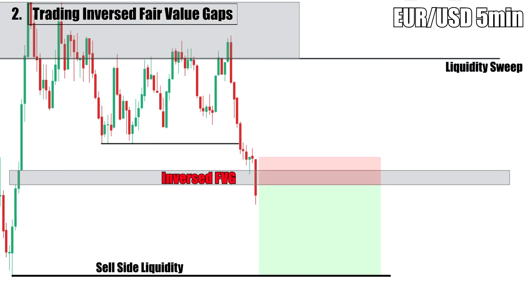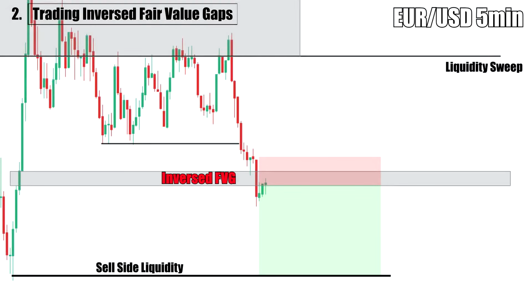Now let's see how this trade plays out. Price rises back into the inversed FVG zone, which is now acting as resistance. Price reacts with the inversed FVG and pushes downward. Eventually, it hits the take profit target, completing a clean textbook move and validating the setup.